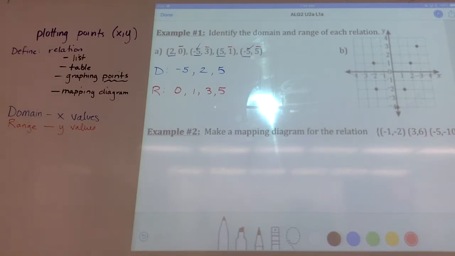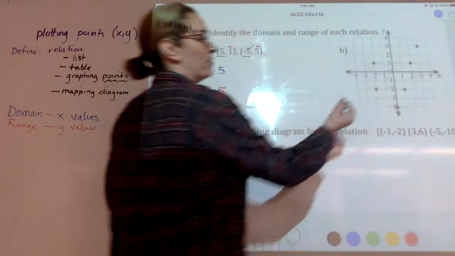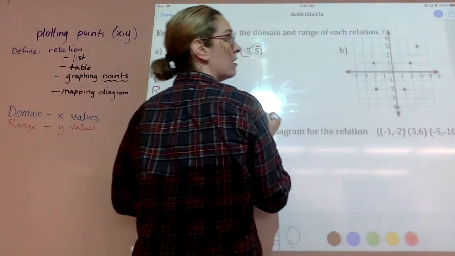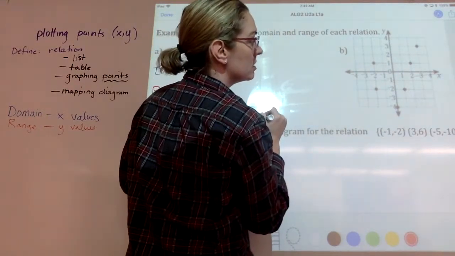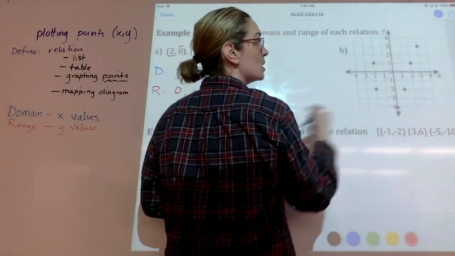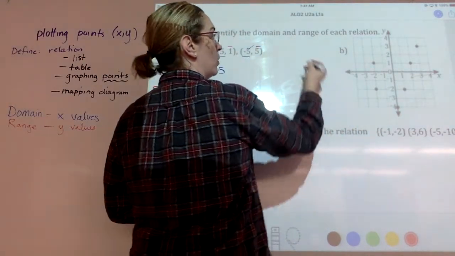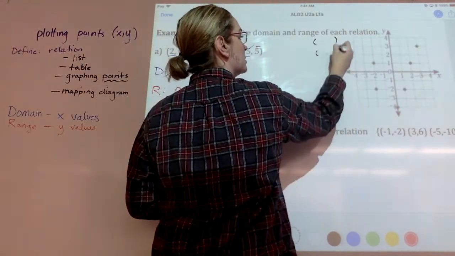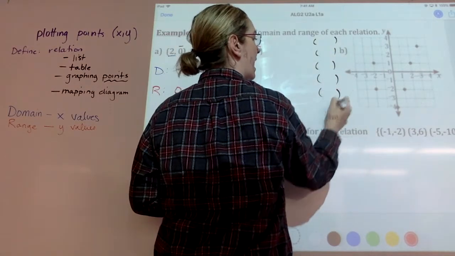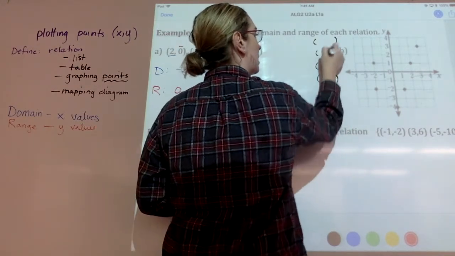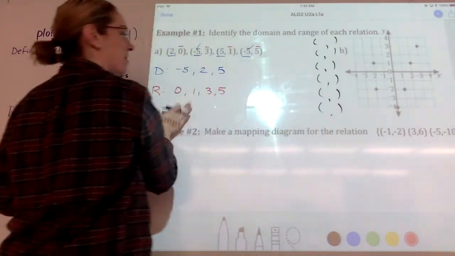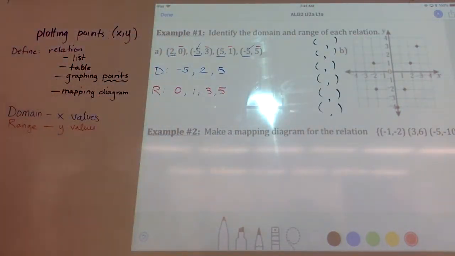Letter B is, again, a relation given to you as a graph. My suggestion is always deal with ordered pairs. So if I look at this problem, how many ordered pairs do I have? 1, 2, 3, 4, 5? 5. Is there 6? Oh, at the bottom, down here, there's 6. So what I would do is I would probably make a quick list of 1, 2, 3, 4, 5, 6 points. Get my list of points and then go back and figure out the domain and range for this problem.